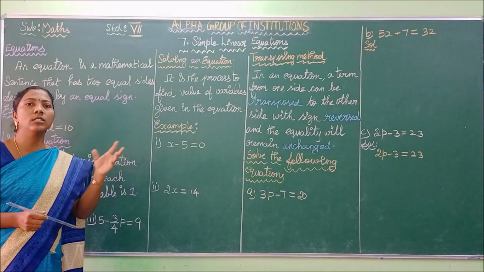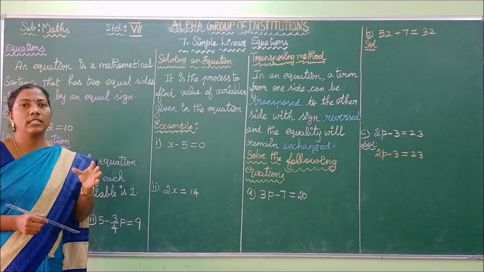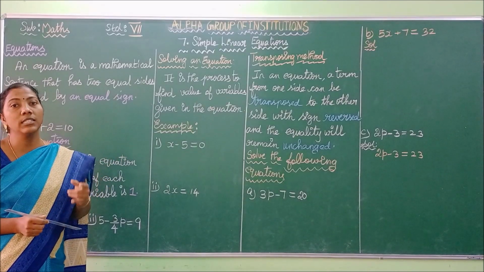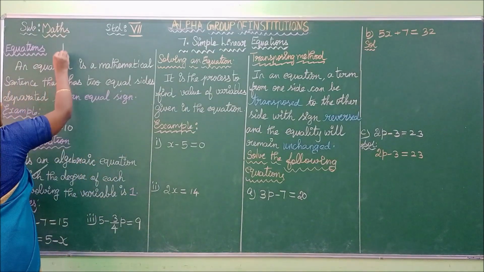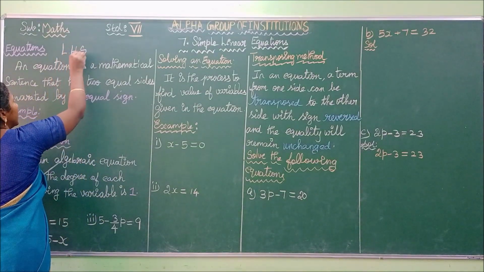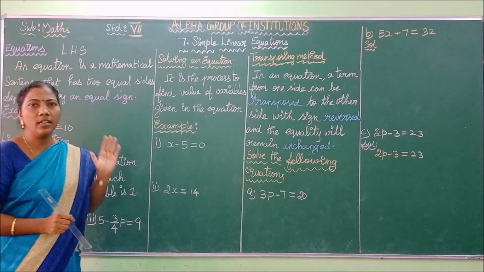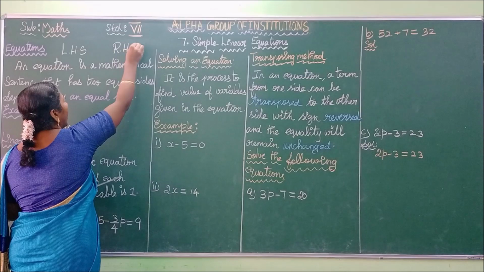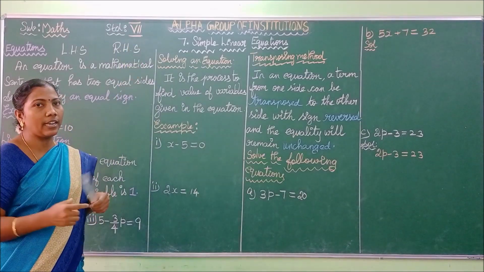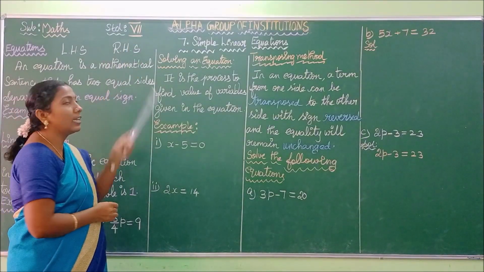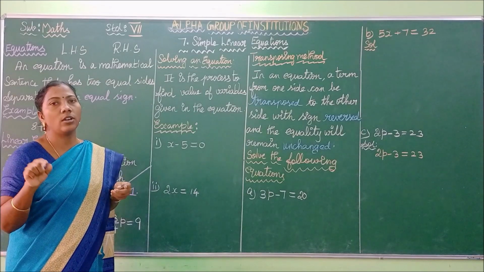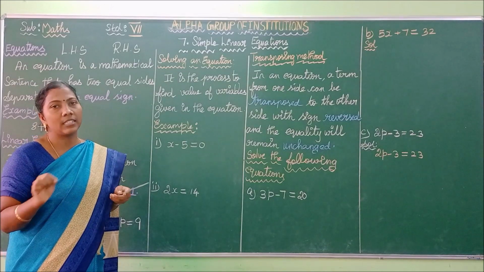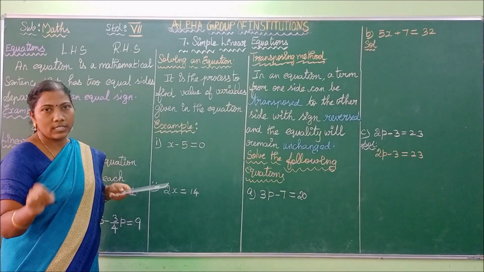What is meant by two sides? Two sides of the mathematical sentence means one is the left hand side, that is LHS, and another one is the right hand side. Shortly we denote it as capital R dot H dot S. That is RHS. It means right hand side. You have to read it as RHS.